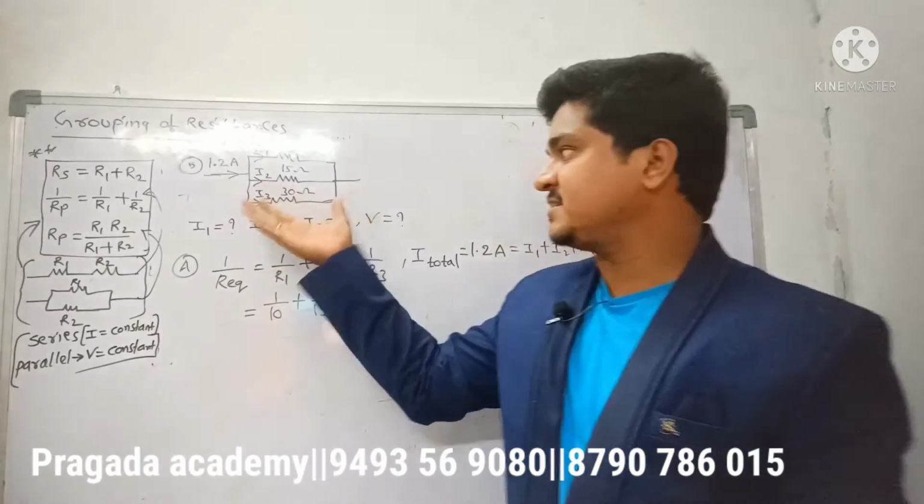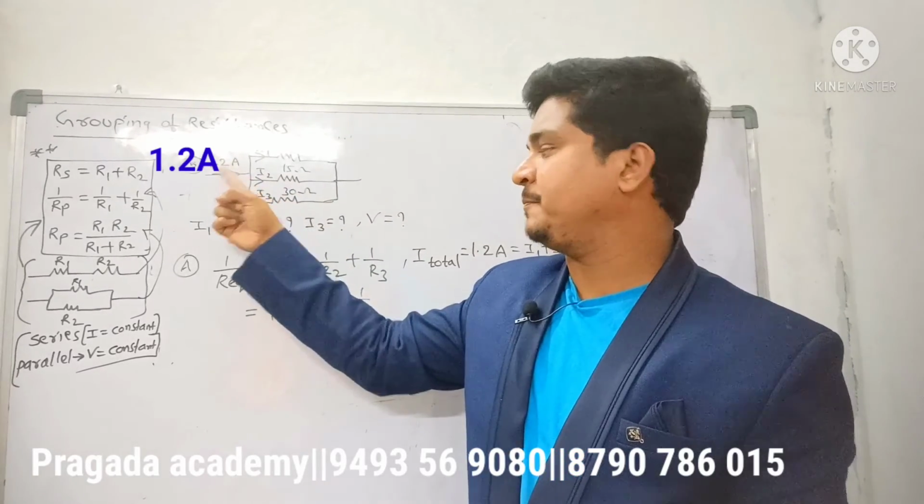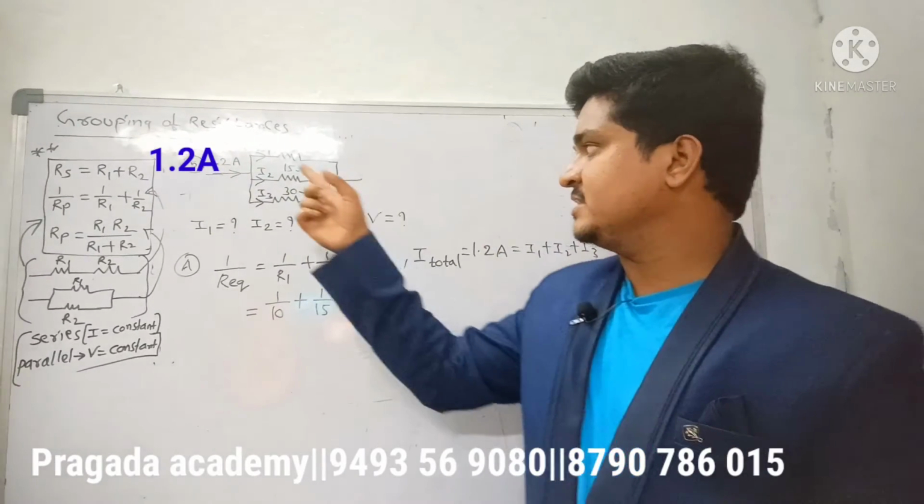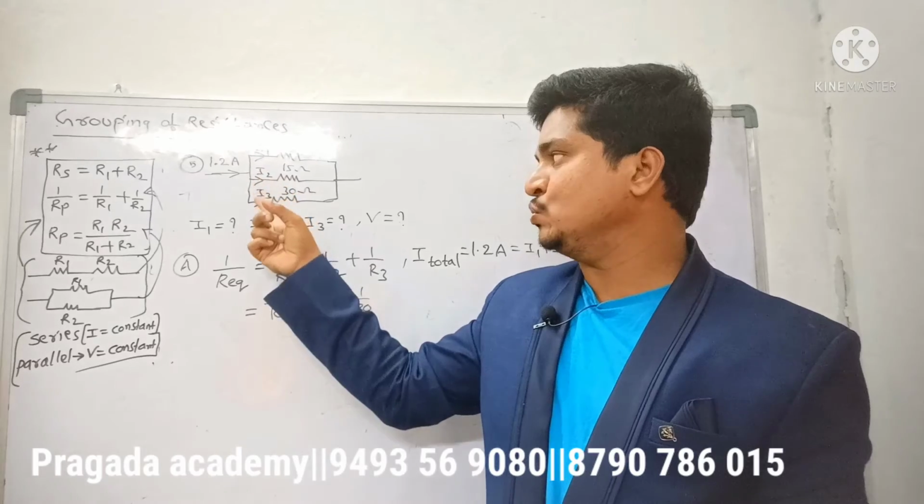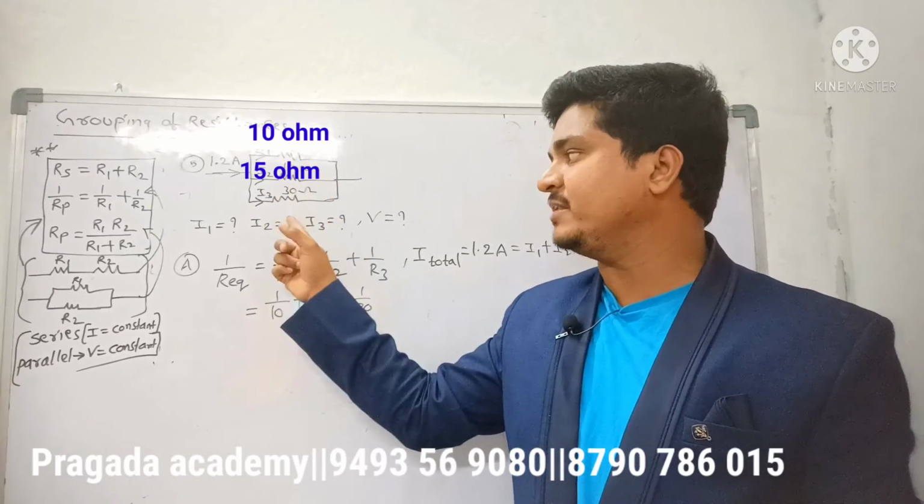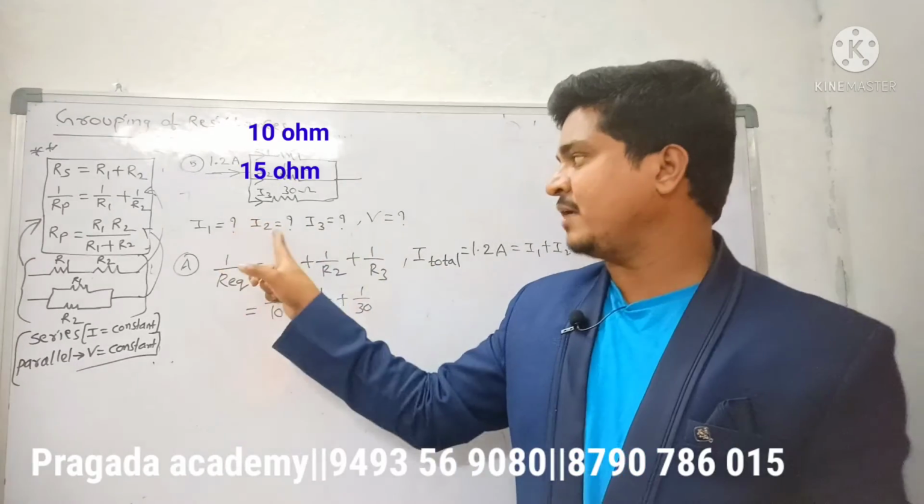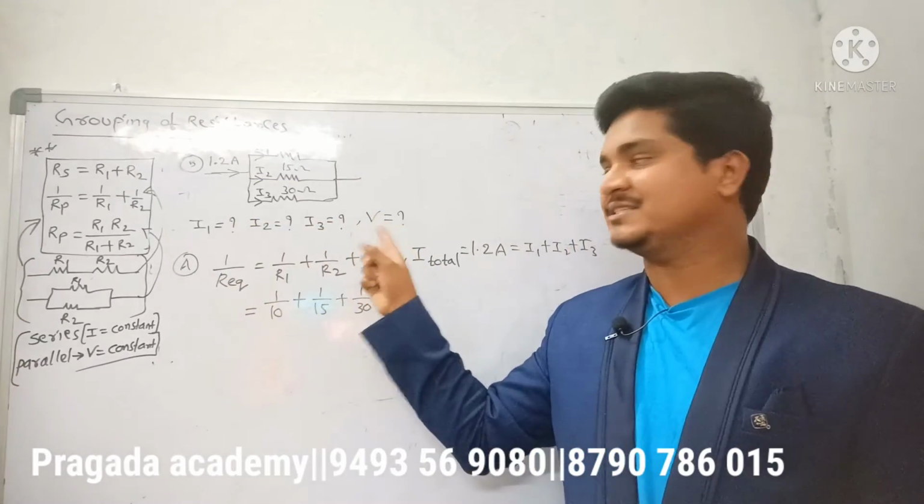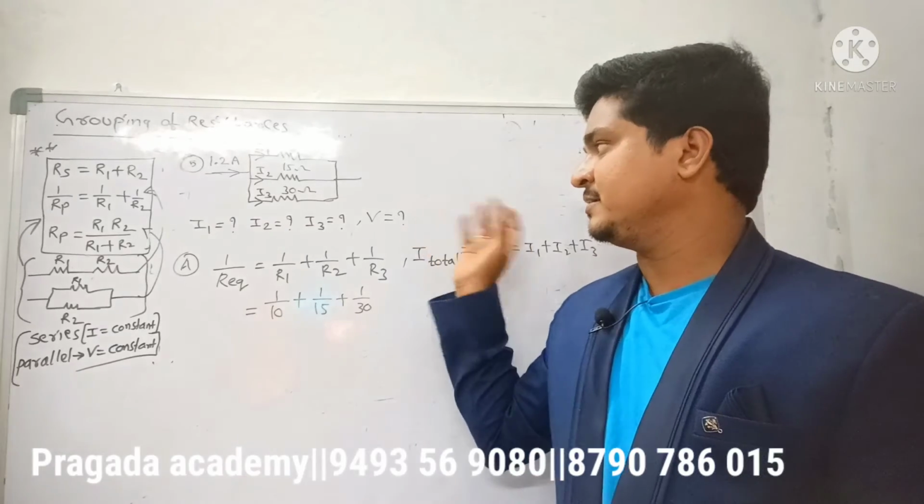Next problem. In the circuit, the given 1.2 ampere is the total current, dividing as I1, I2, I3, and they connected 10 ohm, 15 ohm, 30 ohm in parallel combination. They asked to find I1, I2, I3 and also the voltage applied across the resistors.